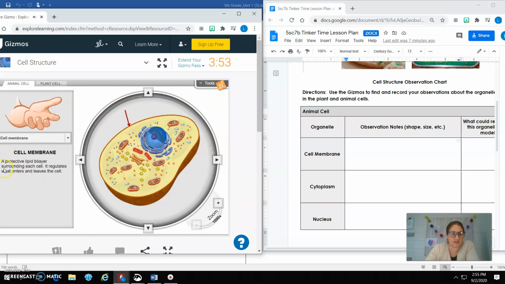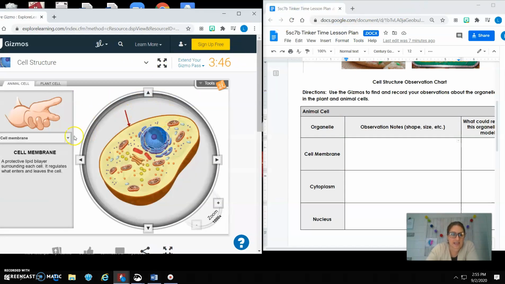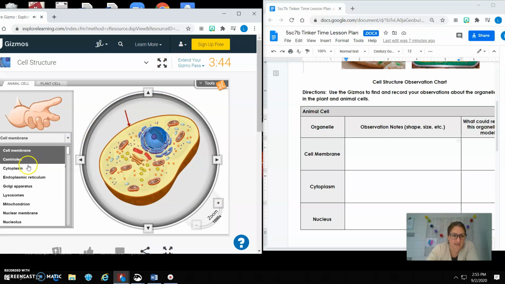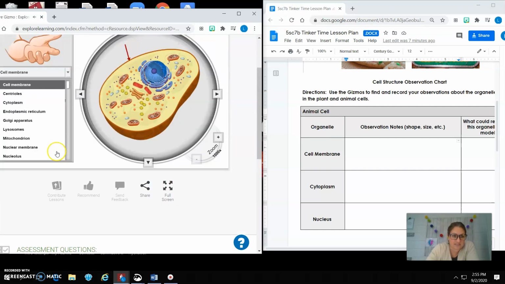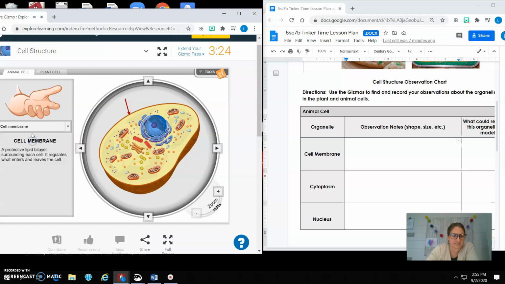So over here, I can look at the different parts. I want you to see how many organelles are in an animal cell. Look at all these different parts. Well, in 5th grade, we're just going to be looking at the cell membrane, the cytoplasm, and the nucleus. And today, all I want to focus on is what do those parts look like. Okay? So we're going to start with the cell membrane.